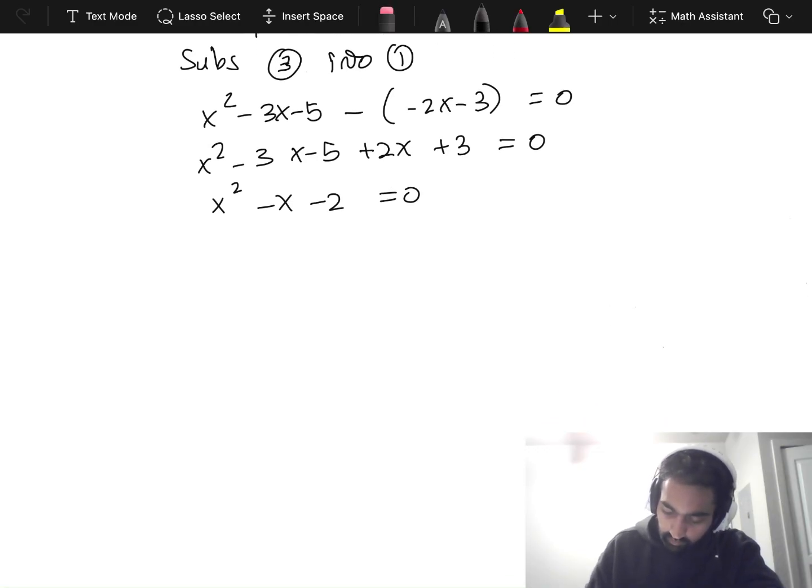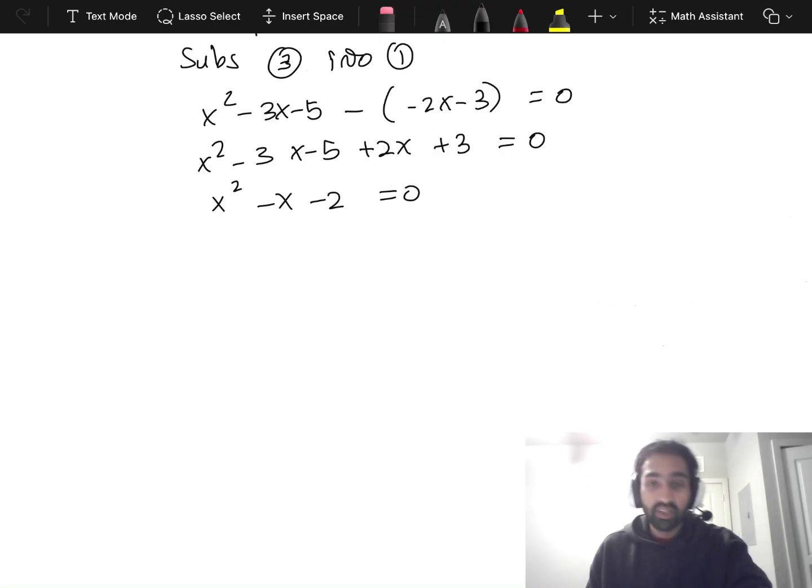Minus 2 equals 0. Now you have to solve this quadratic. There are many ways you could do this. You could even use a calculator if you want. But how I'll do this, I'll just factorize. You have to find two numbers that multiply to give minus 2, the constant term, and then add up to give minus 1, which is the coefficient in front of x.